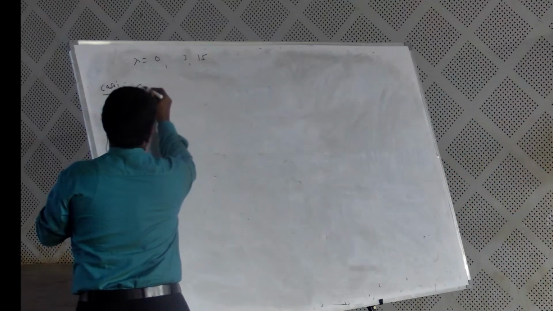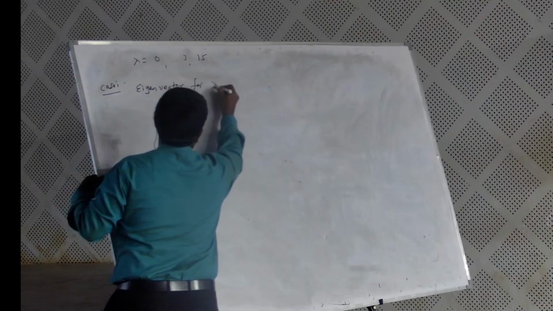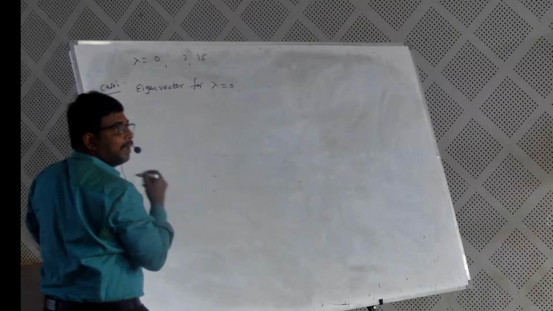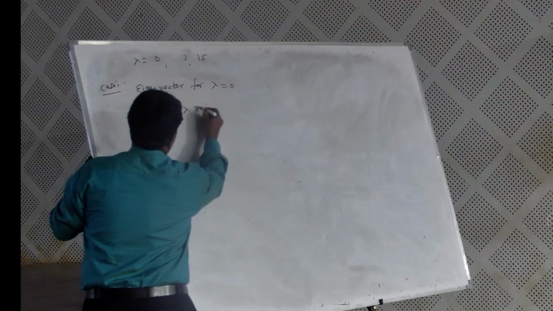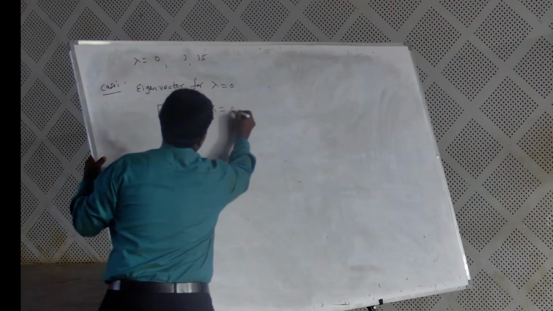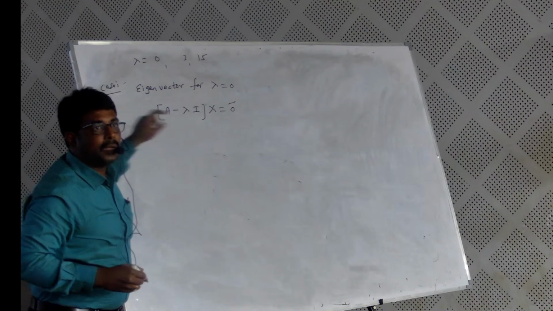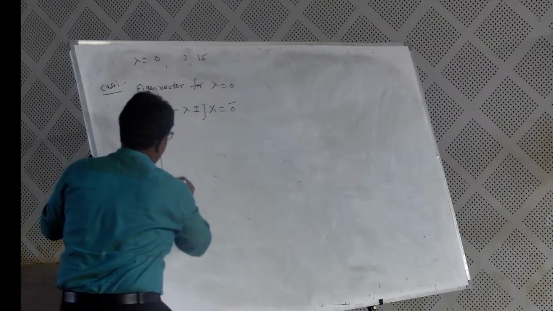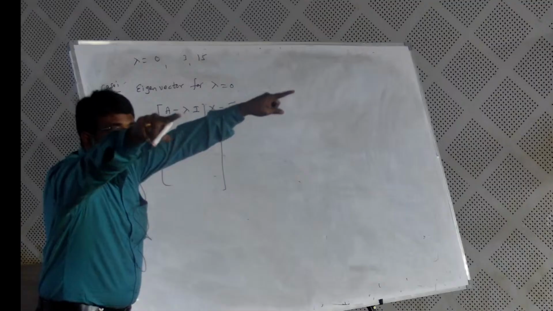Okay? And what is the starting one? 0. Okay. Case 1: the eigenvector for lambda equal to 0. Everyone, use this simple formula: (A minus lambda I) x equal to 0 bar. Can you please tell me (A minus lambda I) x equal to 0 bar? A minus lambda I. Can you please see the original matrix?